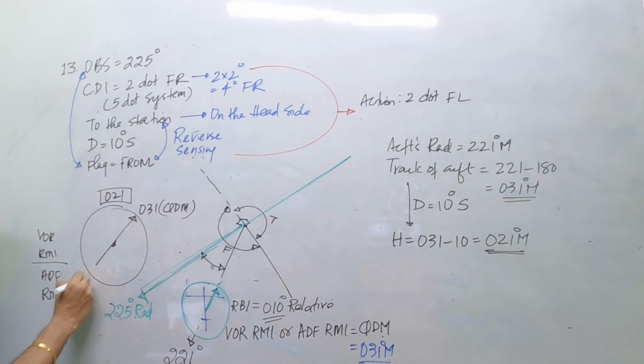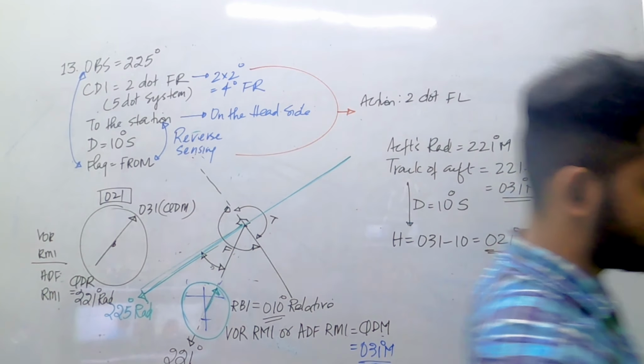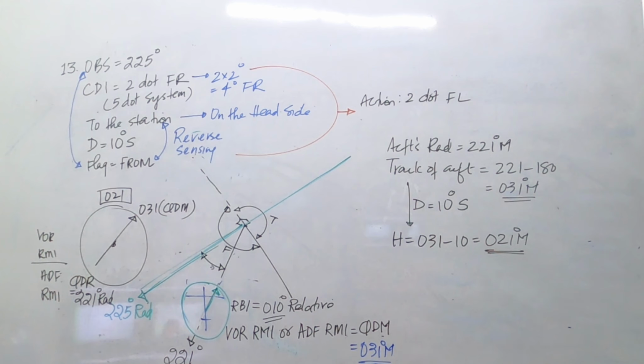What about the tail? It's QDR, which is the radial of the aircraft, which is 221. So you can see the different means by which you can cross-check the answers. All these things should be in line. Right? Perfect.